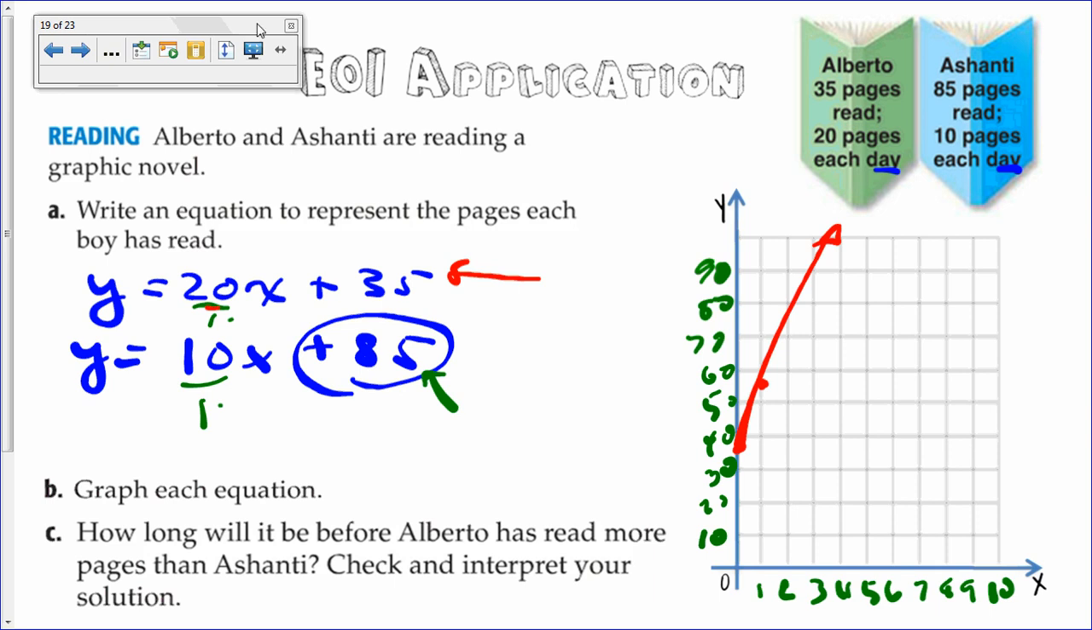And then we do the other guy in blue. So we start at 85. Go up 10. Go up higher. All right, in there. So how long will it take before Alberto has read more pages than Ashante?